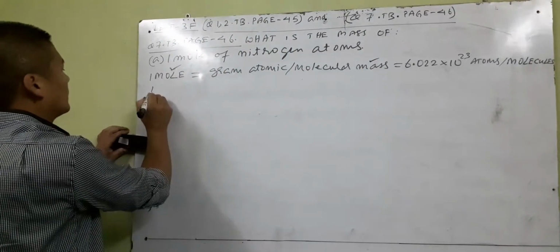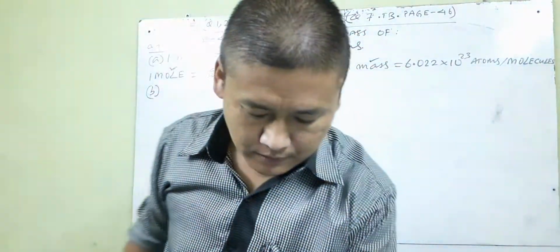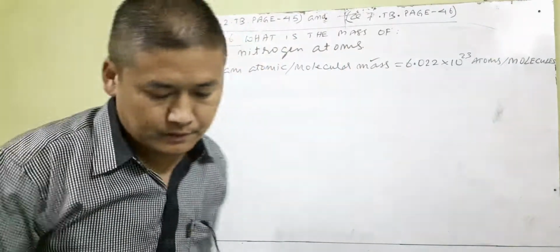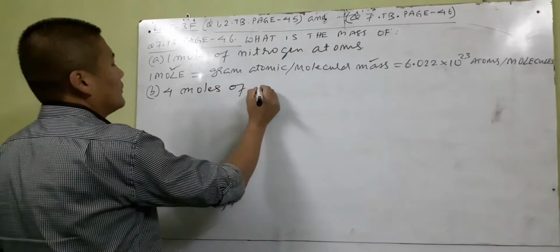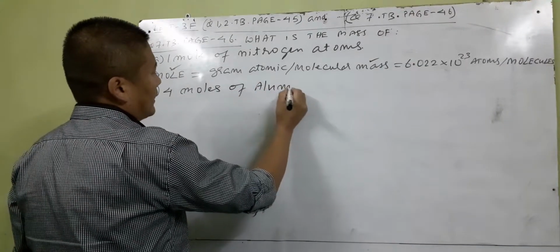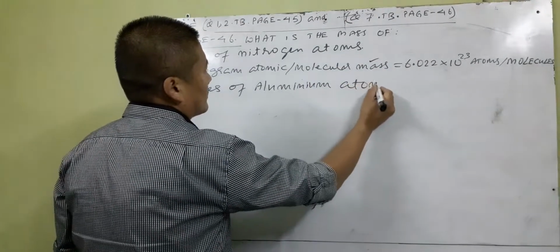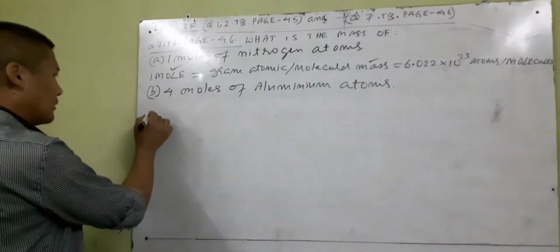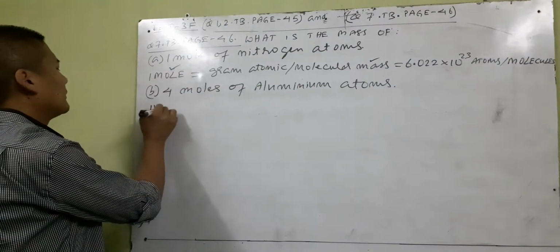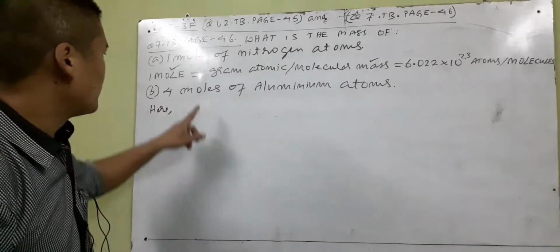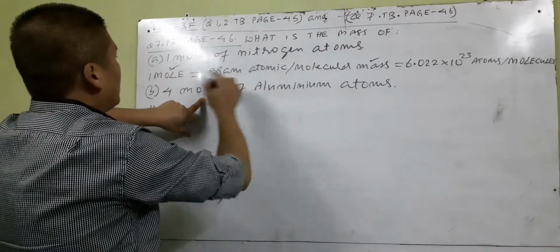Then next, B. B is saying, what is the mass of 4 moles of aluminium atoms? Exactly like the textbook question, only I'm writing aluminium atoms. That's the question. The best way to start, even if you don't want to write it, it's okay, is that mole and mass is what you have to use. Same formula again, mole and mass.